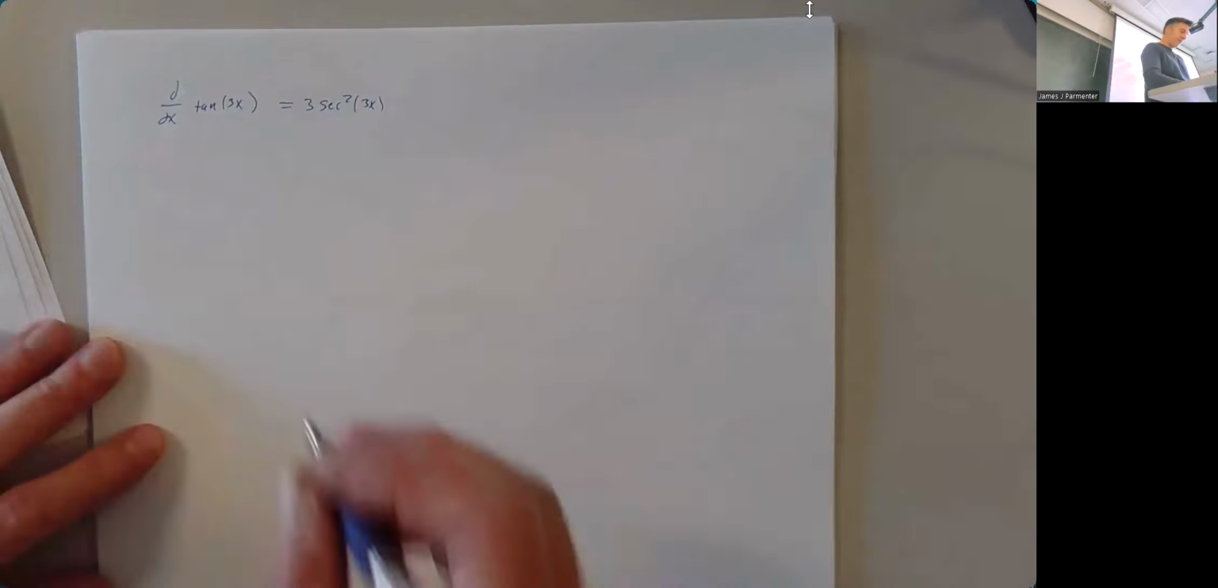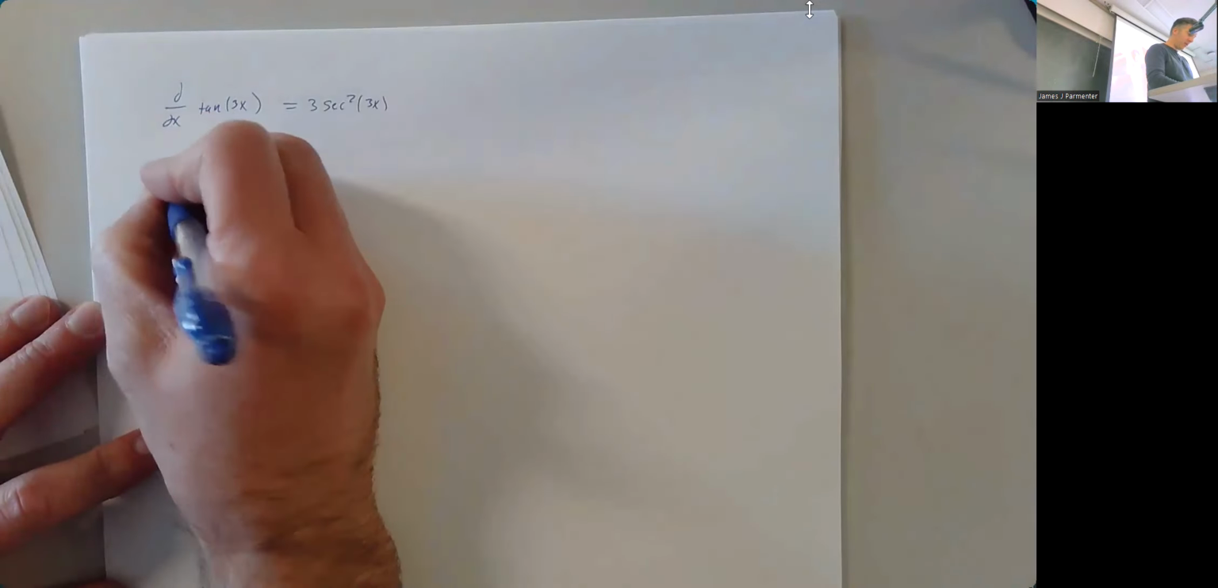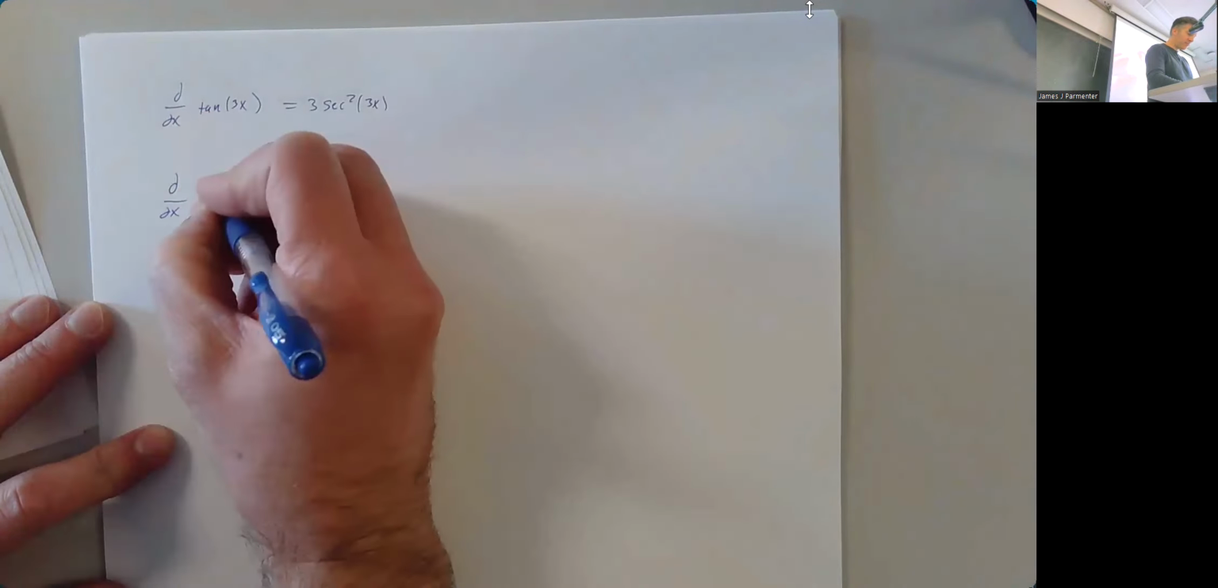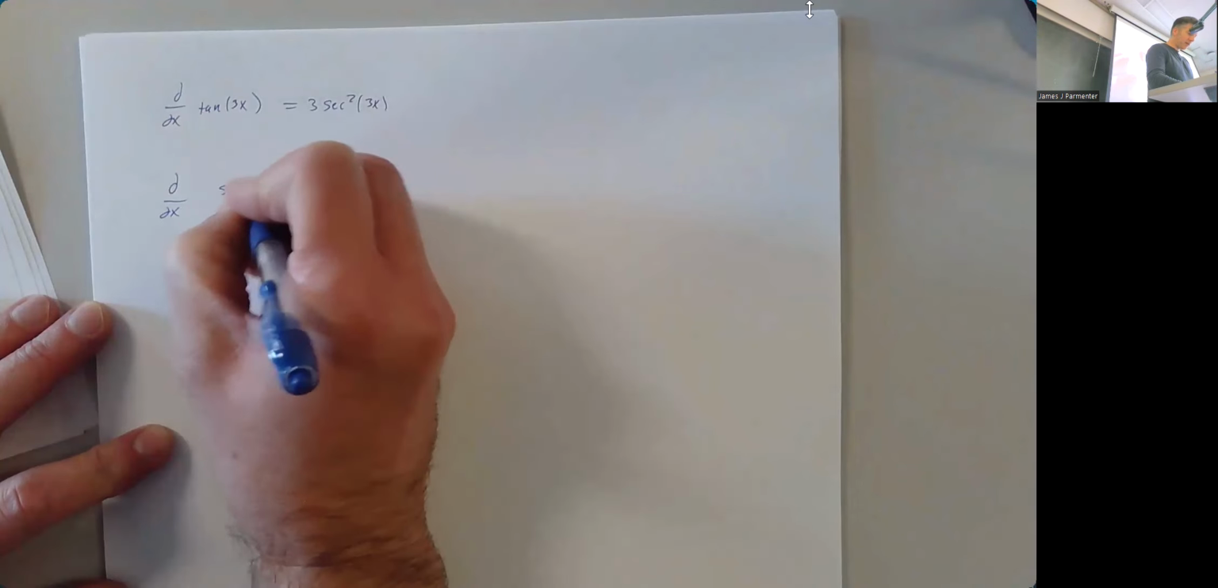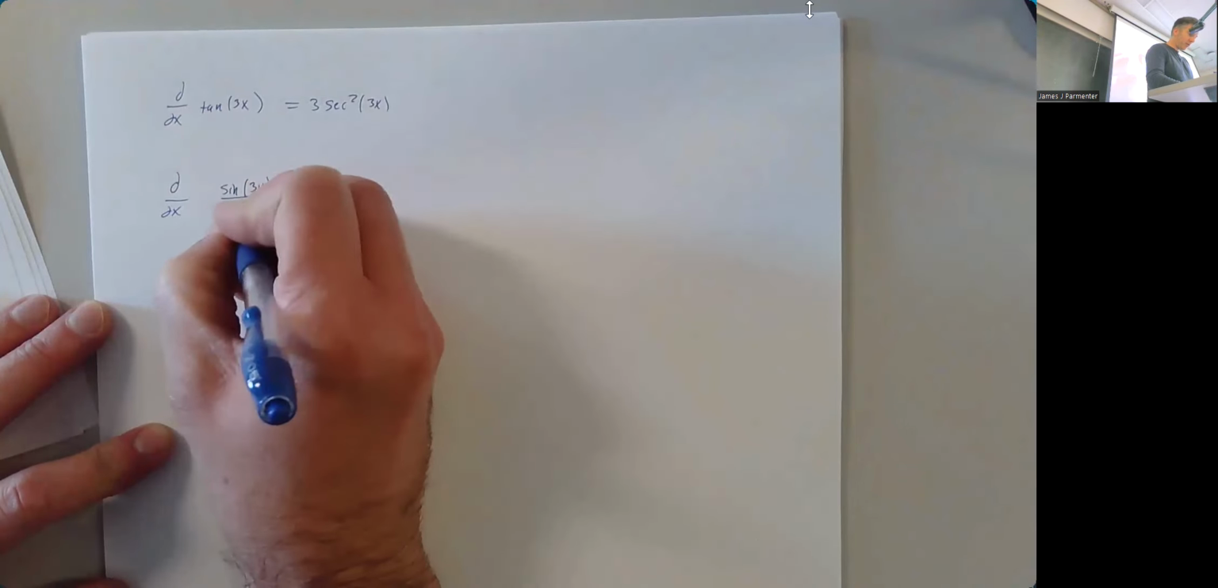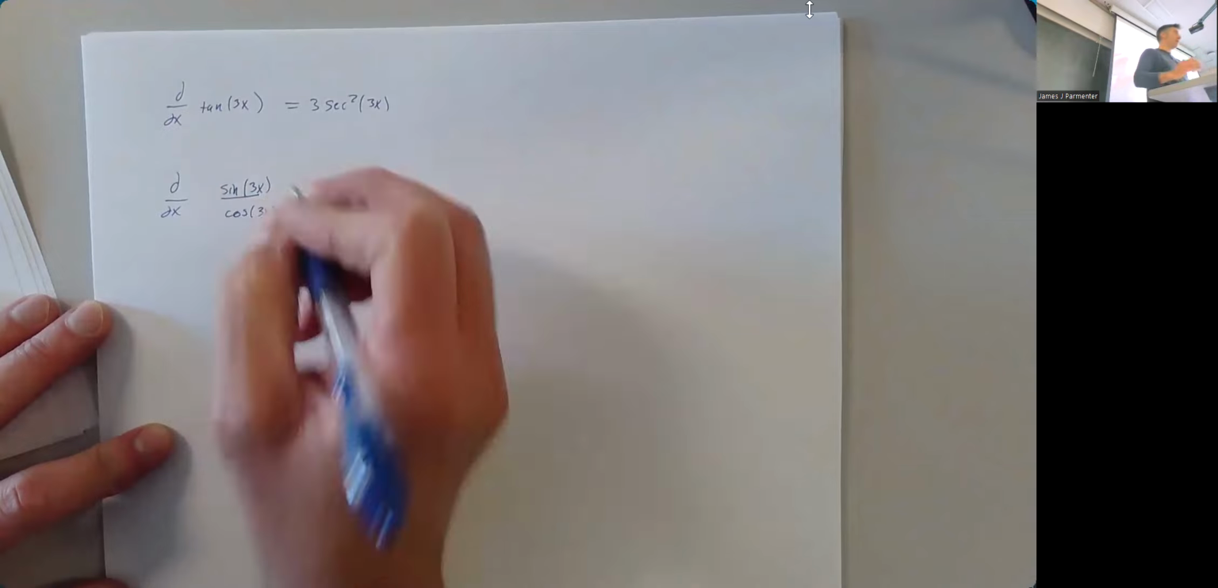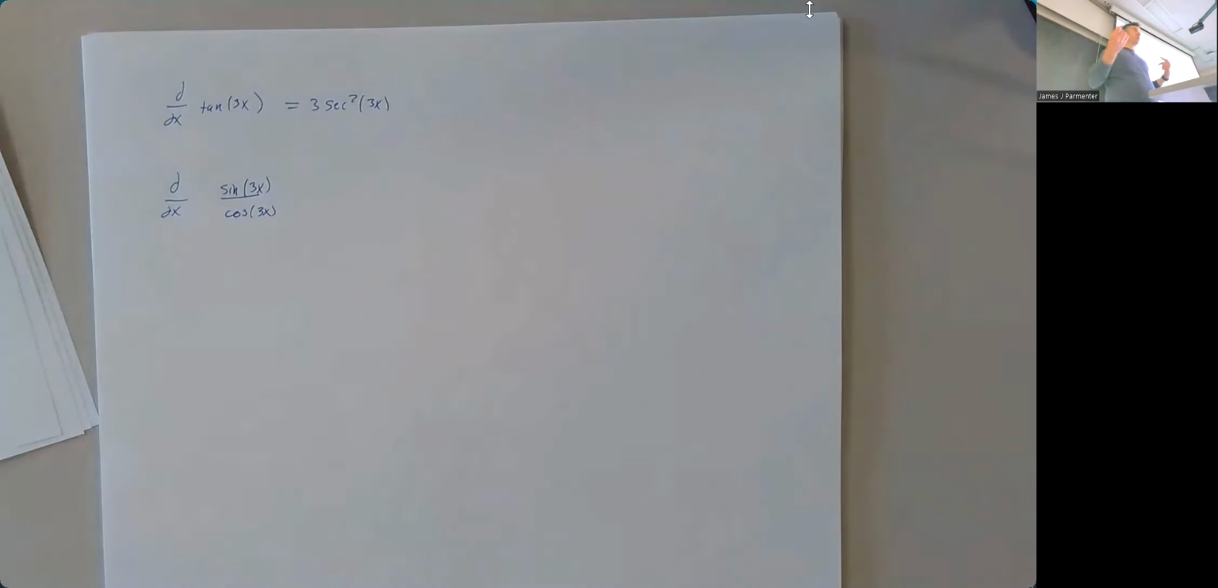So first step is to write this as the derivative of sine of 3x over cosine of 3x. We do have to know that tangent is sine over cosine, and cotangent is cosine over sine.